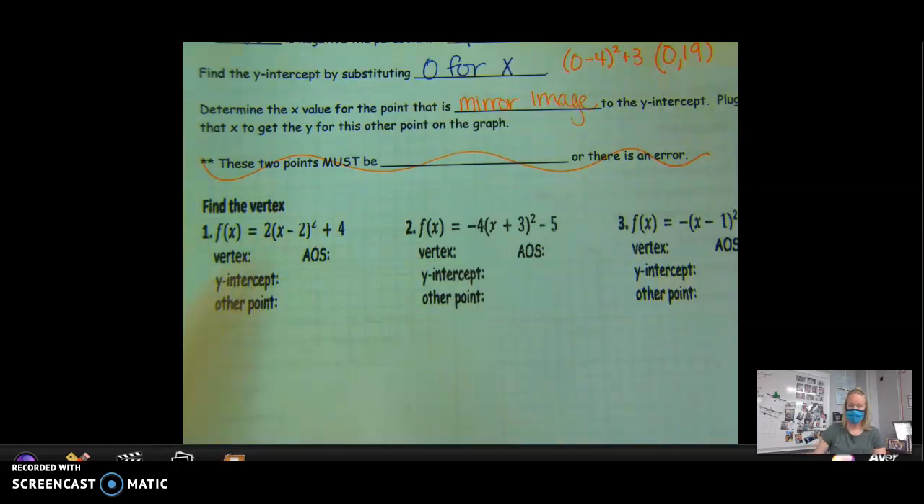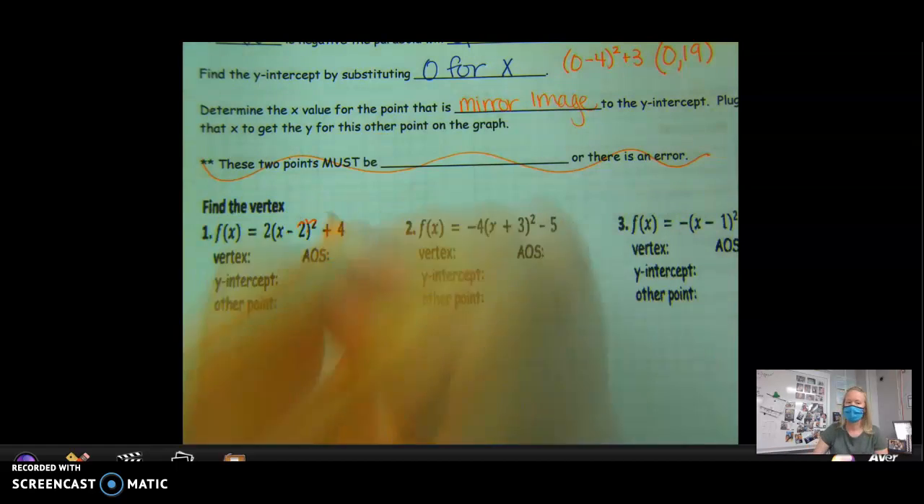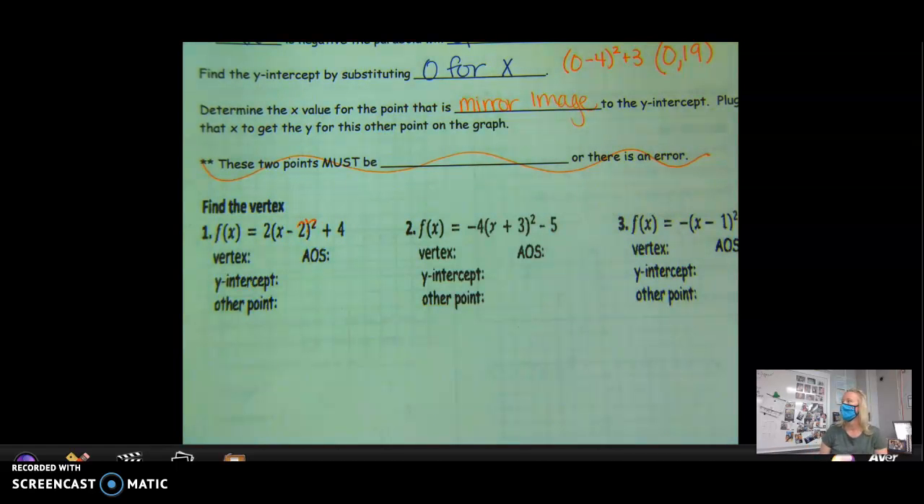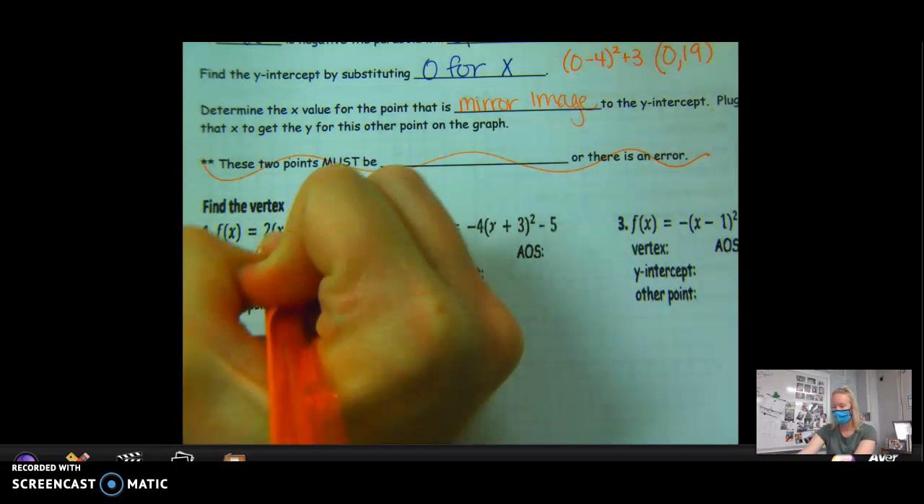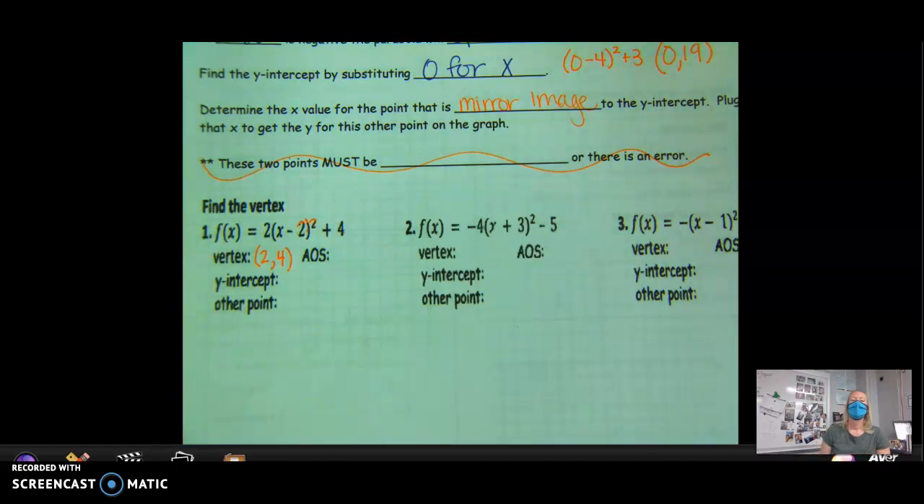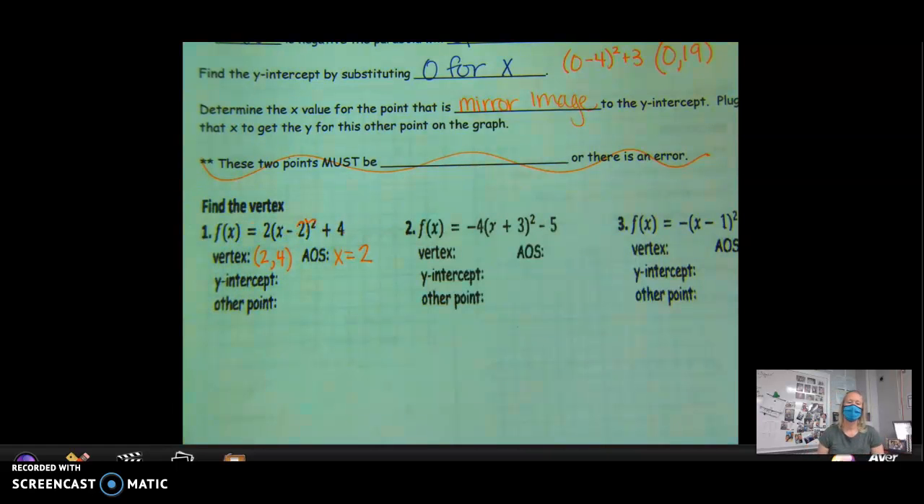Okay? My vertex, remember, opposite of h, keep k. This kind of got off whenever we were printing. This is 2, and that's a squared. You guys see that? Okay. What would your vertex be? Opposite of h, keep k. So it would be what, comma, what? Very good. Opposite of this negative 2, which is a positive 2, keep k, so 4. What's your AOS then going to be? x equals how much? 2. Remember, it comes from your vertex.